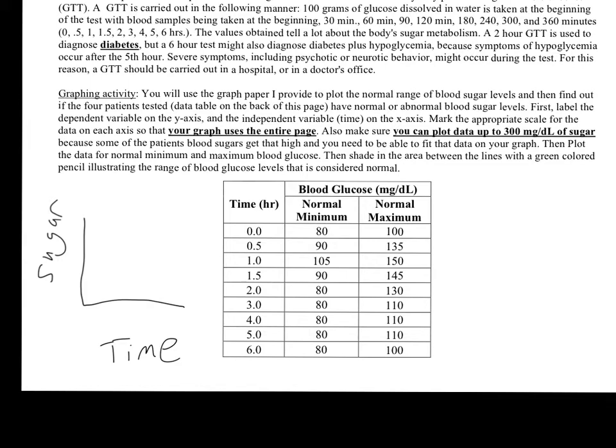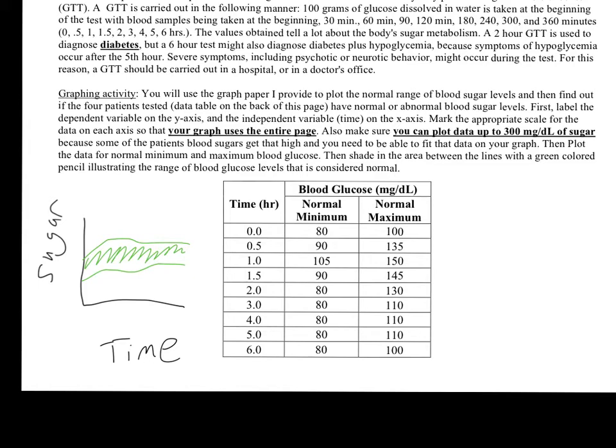But what you'll be doing is you'll graph the normal minimum as the lower line, and then the normal maximum you'll graph as another line. And then you're going to shade in all of that region in green, as the directions say, because that is now essentially your normal range.